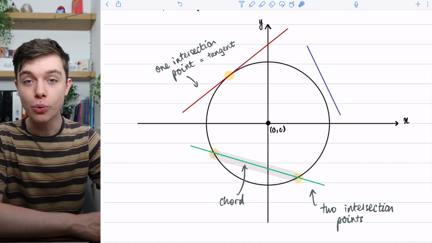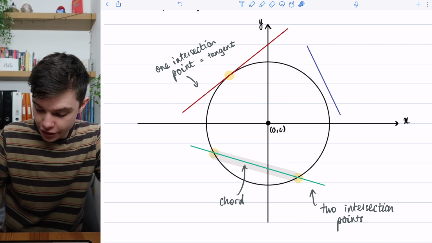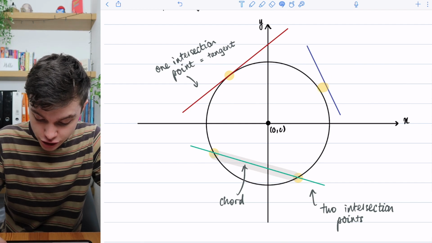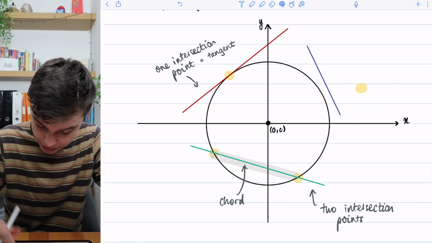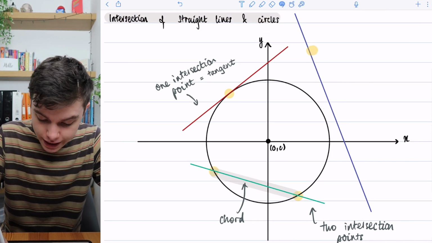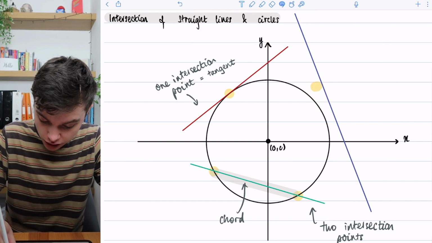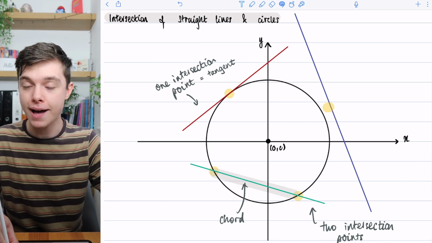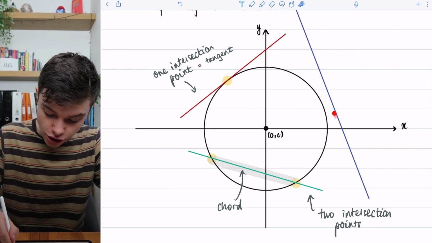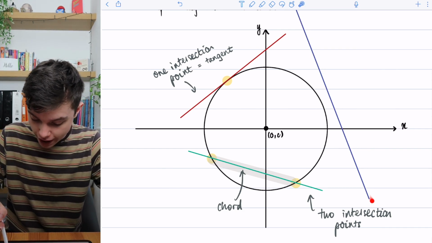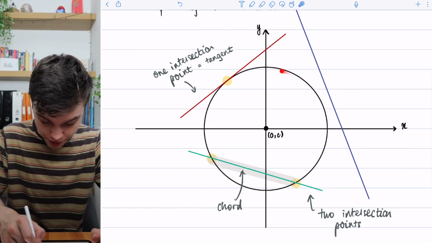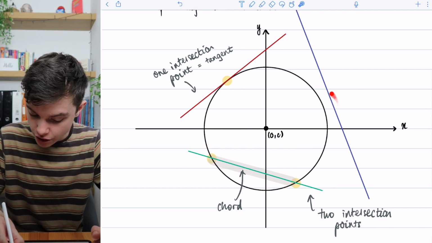Let's have a think about the blue straight line. Where can I put an intersection point between the circle and the blue line? If we think about the straight line continuing, and extend it a little bit, well, nowhere, because there are no intersection points. The straight line is just going to continue all the way up here and all the way down here. It's never going to intersect the circle.